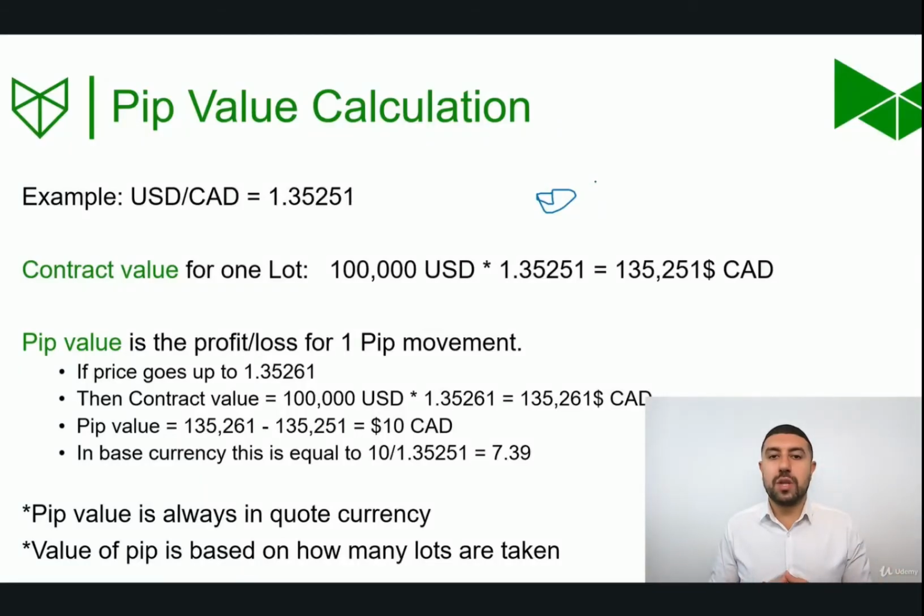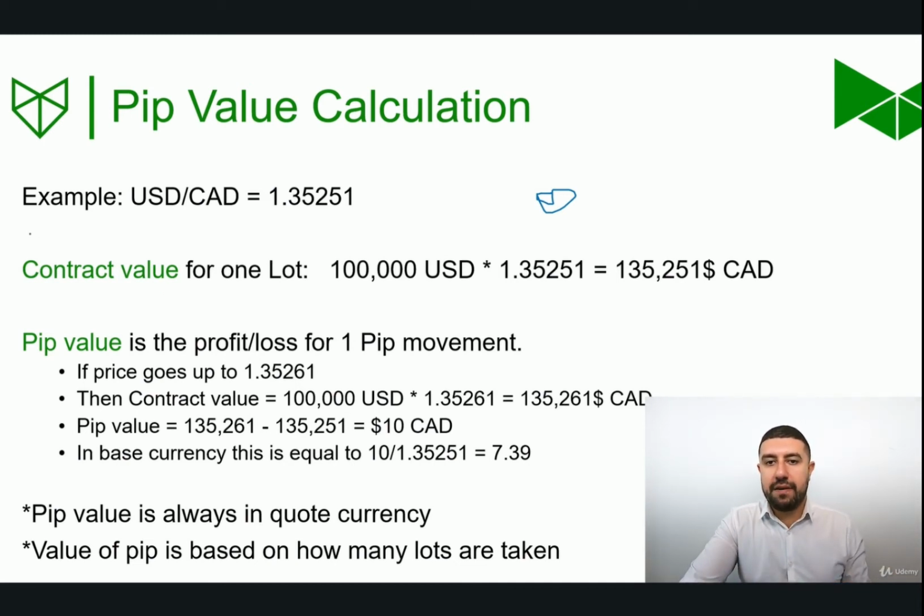So we've looked at what pips are, and we've looked at what a lot is. Now, the next thing that you need to learn is pip value. Pip value is composed of pips and lots. So that's why we had to view these two first to be able to calculate the pip value. Now, pip value calculation is basically you saying, well, how much am I going to make in dollars, in money, for each pip movement that this currency makes? So every pip that it moves up or down, how much am I winning or losing?